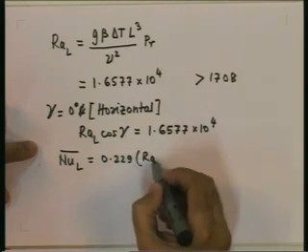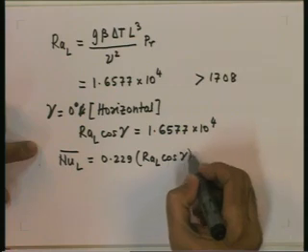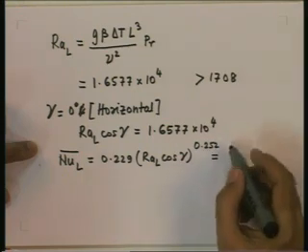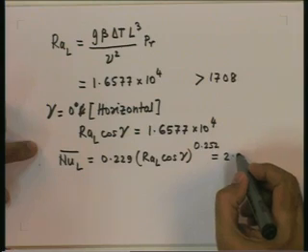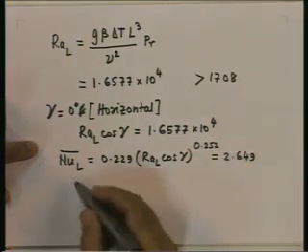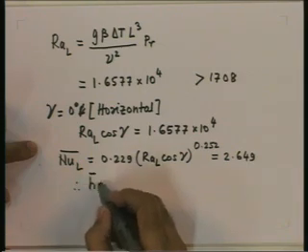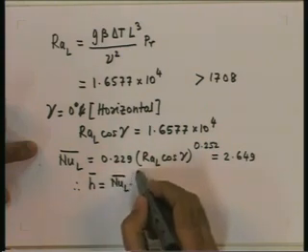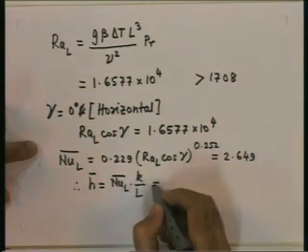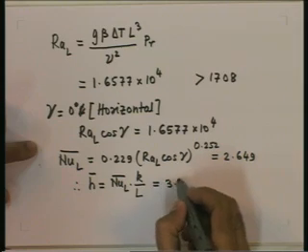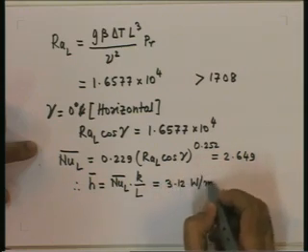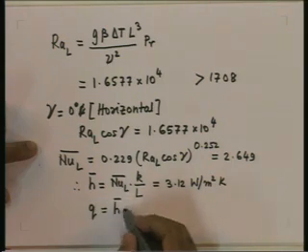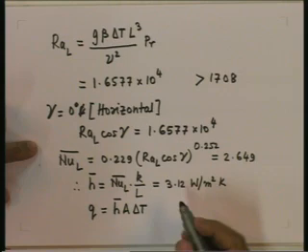0.229 (Ra_L cosine gamma) raised to 0.252, and this turns out to be 2.649, and hence the average heat transfer coefficient, which is Nu bar L into K by L, turns out to be 3.12 watt per meter squared Kelvin, and the heat flow rate will be h bar into A into delta T.